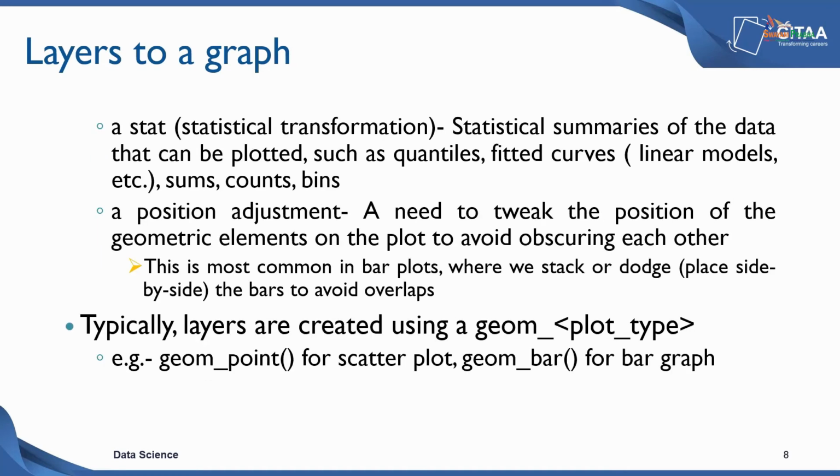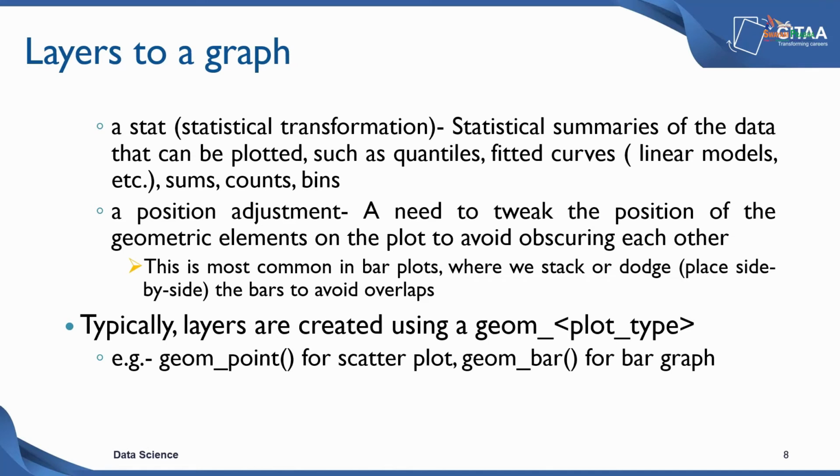The next component that a geoms will have is called a stat, which is a statistical transformation. Now these are basically statistical summaries of the data that can be plotted, such as quantiles, or if you want to fit a curve or have sums or counts or bins, then all these fall under this layer. The last layer under geoms is a position argument. Now whenever we have a need to tweak the position of a certain geometrical element on the plot, then you would be using a position adjustment.